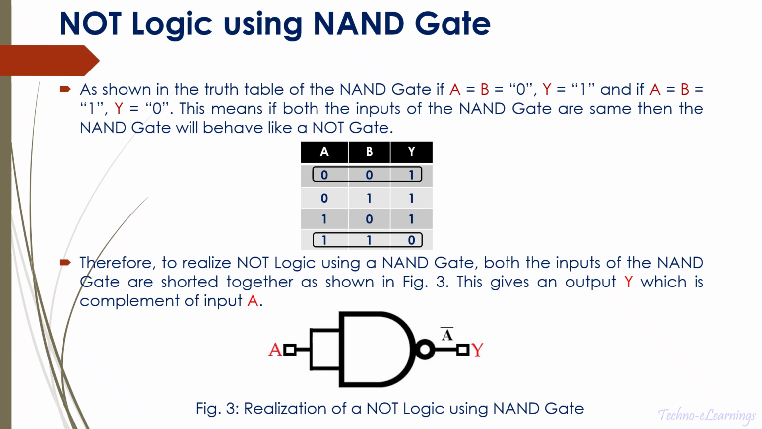NOT logic using NAND gate. As shown in the truth table of the NAND gate, if A and B are 0, Y equals 1. And if A and B are equal to 1, Y equals 0. This means if both inputs of the NAND gate are the same, then the NAND gate will behave like a NOT gate. Therefore, to realize NOT logic using a NAND gate, both the inputs of the NAND gate are shorted together as shown in figure 3. This gives an output Y, which is the complement of input A.